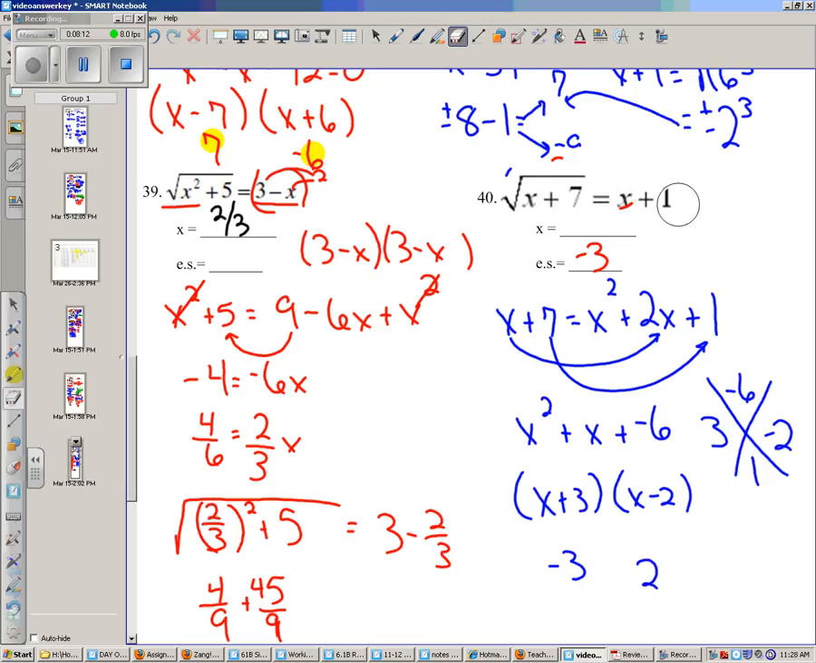Now I'm going to check to see if 2 works. So if I put 2 in, 2 plus 7 is 9, square root of 9 is 3, and if I put 2 in here, I also get 3. So 3 works. It gets to become a solution. And that's it.